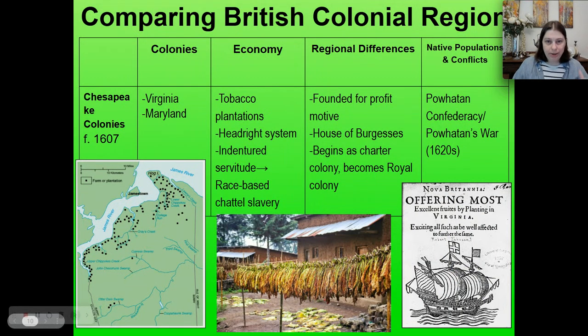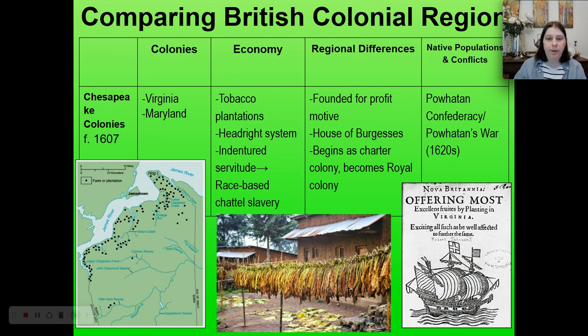Next up, keep going southward, and we hit the Chesapeake. This is the upper South, right? We talked about these first in class because, of course, they're settled first, beginning at Jamestown, Virginia in 1607. The other Chesapeake colony is Maryland. That was founded as a proprietary colony a little bit later. The king gave it to a Catholic lord, Lord Baltimore, and he used it as a refuge for his fellow Catholic landowners in the religious wars of the 1600s.